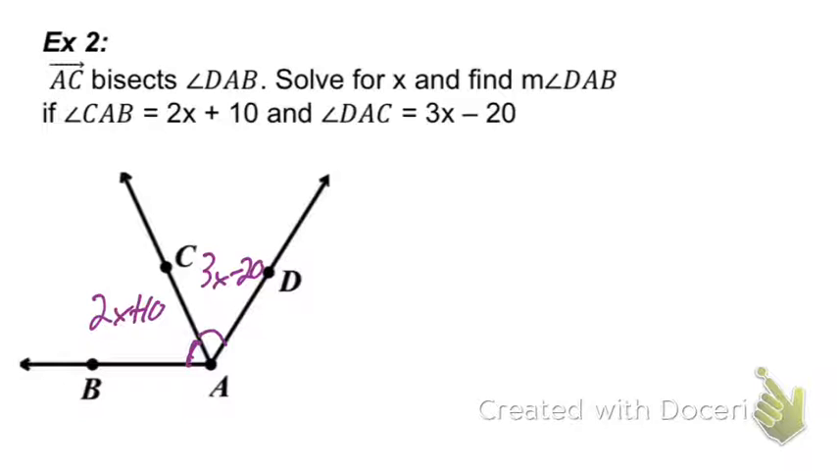Congruent, set equal, congruent, set equal. Okay, they go together. So I can set these equal. 2x plus 10 equals 3x minus 20. Once again, we can set them equal because they are congruent.